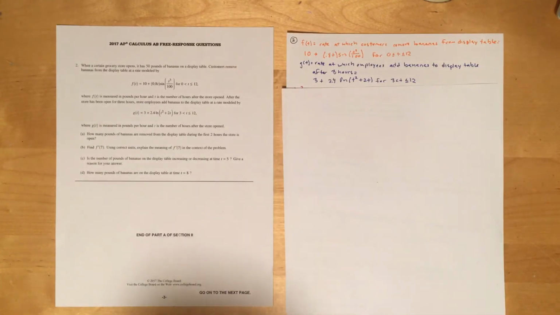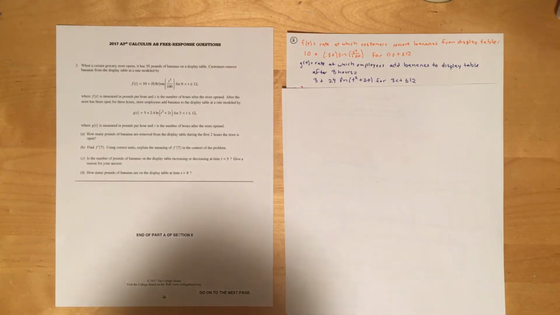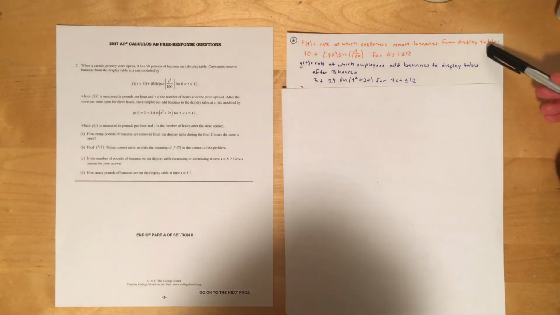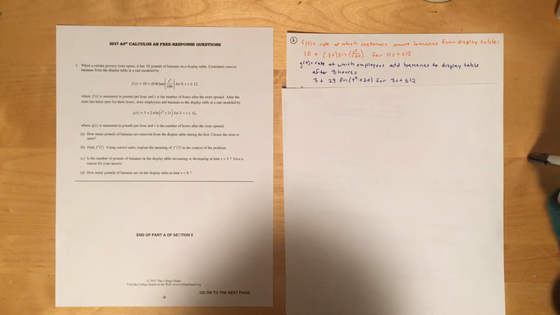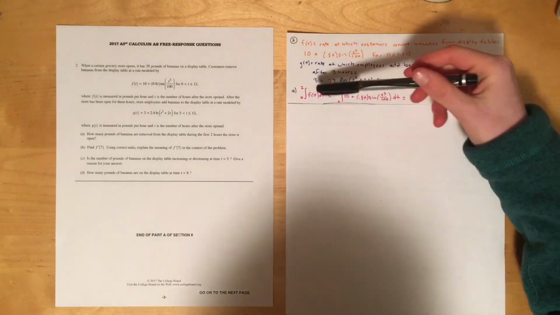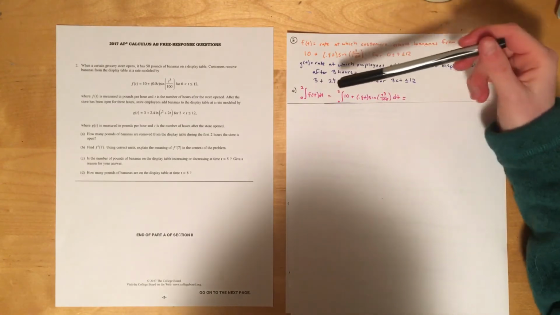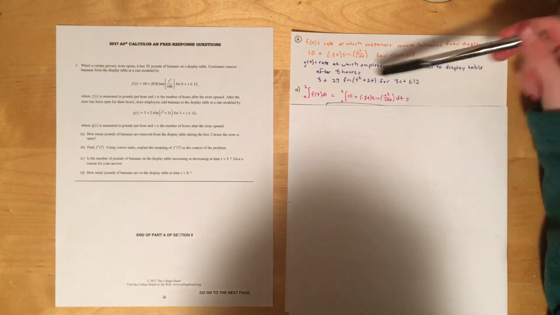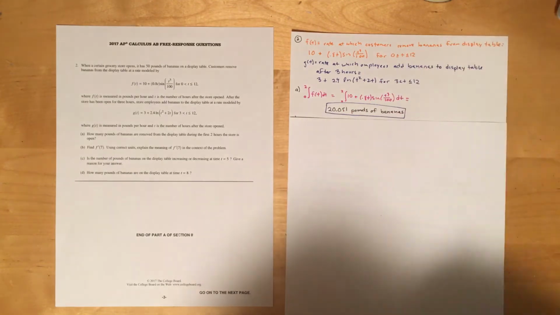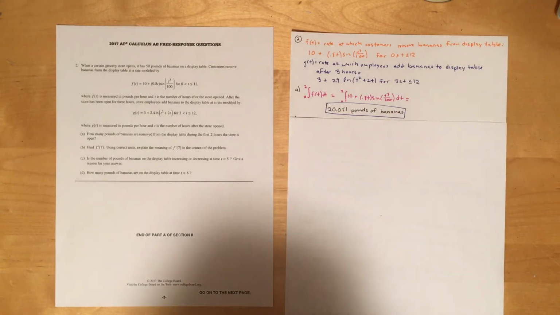Question A states, how many pounds of bananas are removed from the display table during the first 2 hours the store is open? So in order to find the actual number of pounds of bananas, you're going to have to use the rate, but you're going to have to integrate the rate. So what I did was I found the integral from 0 to 2 of f of t, and that equals this expression. And then I plugged it into the calculator, and I got 20.051 pounds of bananas.